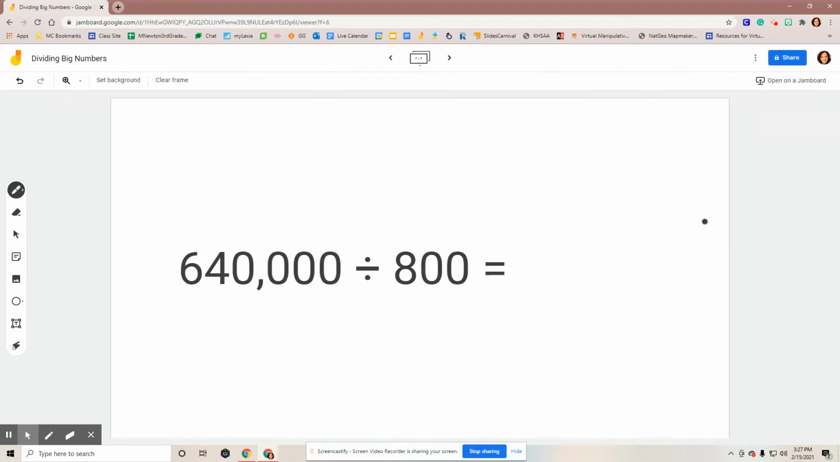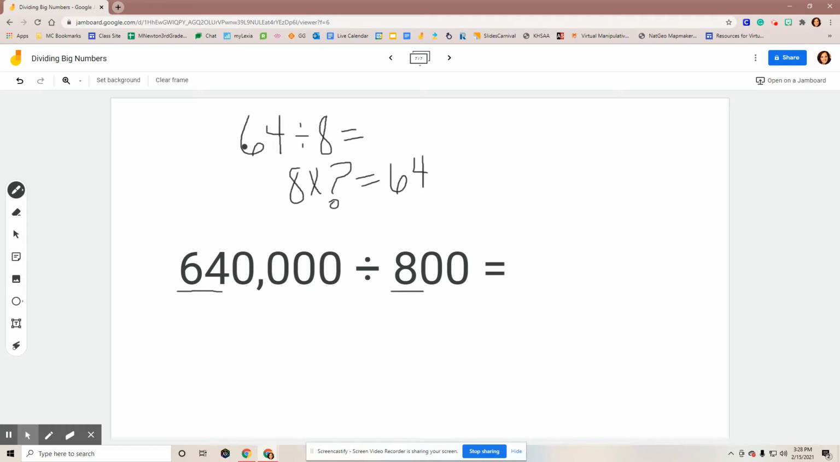Last example. Erase your boards. I have 640,000 divided by 800. So same thing as with multiplication. We got to underline the things that we know. So we underline our 64 and our 8. So this is pretty much 64 divided by 8. So it's asking 8 times what gets you 64? You're right. 8 times 8 gets you 64.